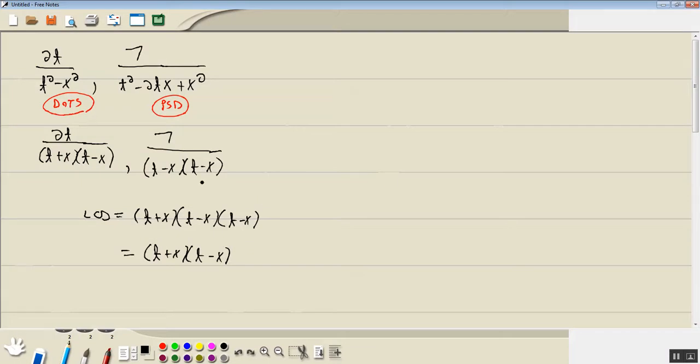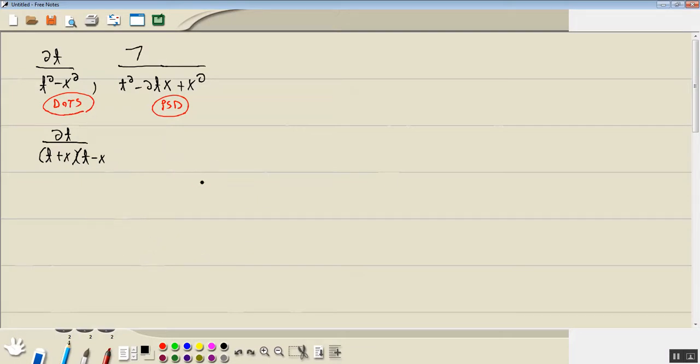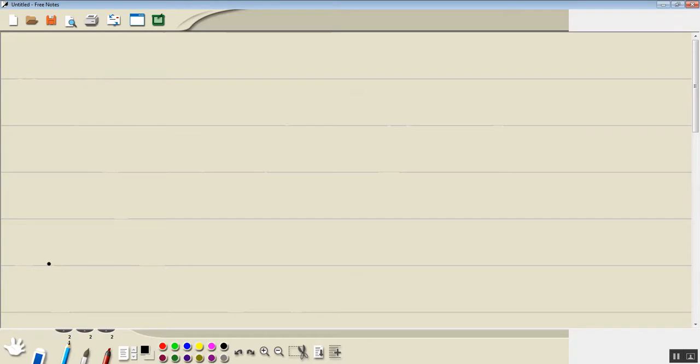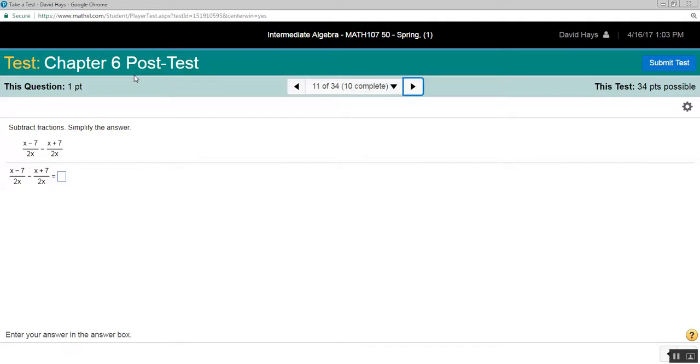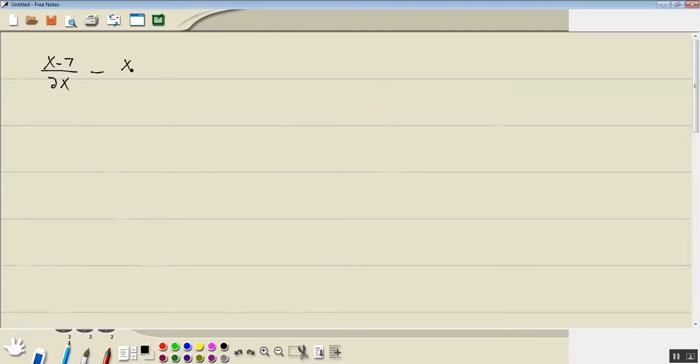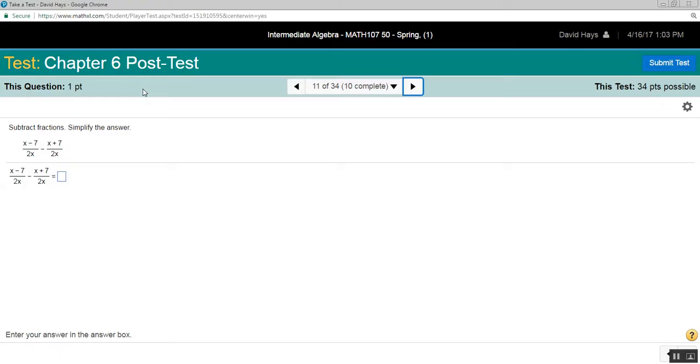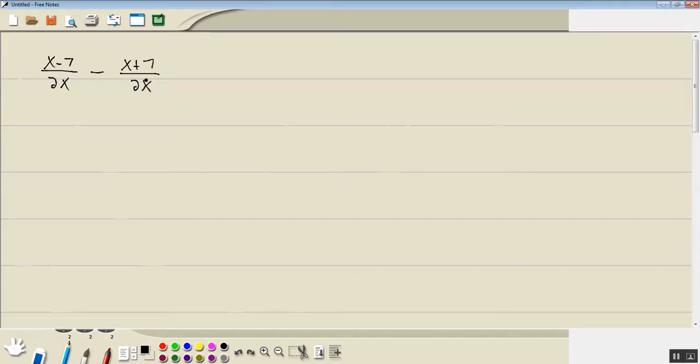Take a look at this problem. This is probably my least favorite chapter of the book. I don't like rational expressions. That's why I was looking through the test to see if it's all rational expressions, and it was. I just find them tedious. I don't find them necessarily hard, just tedious.